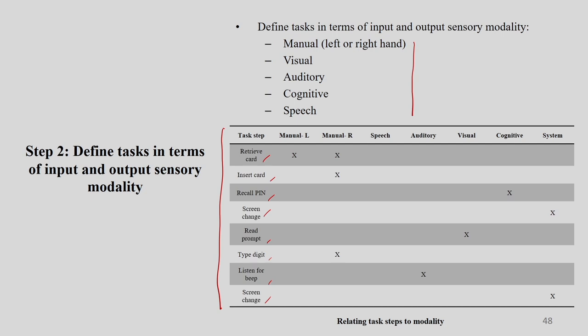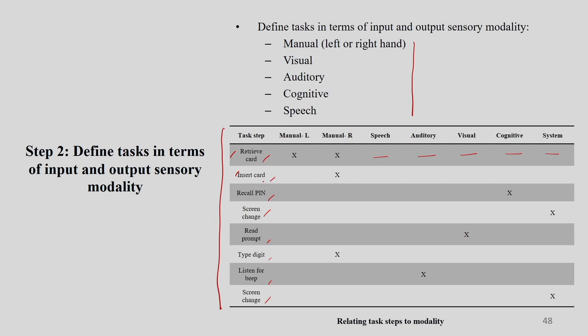So here it's some kind of manual activity when you are retrieving the card, either using your left hand or right hand or both hands. Then you may have some visuals, where through vision you are getting responses, also auditory, then cognitive, and then speech. Now let us understand, for each step like retrieve card, what the sensory inputs are. When retrieving the card, your left hand and right hand both are involved. However, the speech, auditory, visual, cognitive, and any other system may not be active.